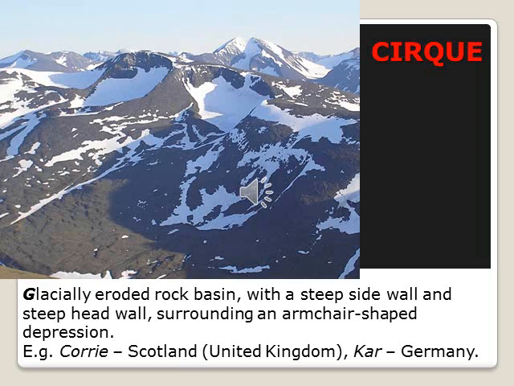How does it form? While glaciers form, they move down because of gravity, and while moving down they erode the rock surface. It is a huge mass of ice, so it can break the rocks. It erodes the rock surfaces and thus forms an armchair-shaped depression, which is called a cirque. Cirques are found in Scotland, part of the United Kingdom, where they are called corries, and in Germany, where they are called kar.